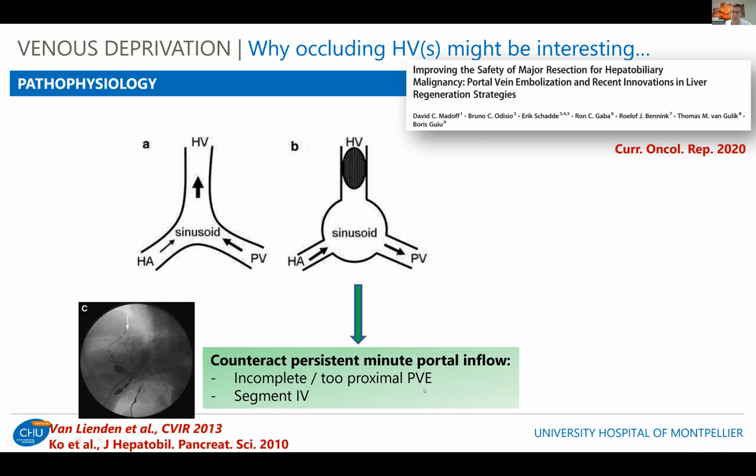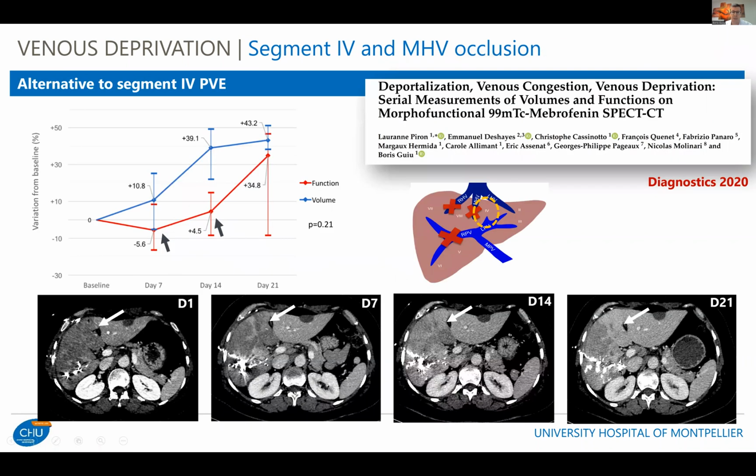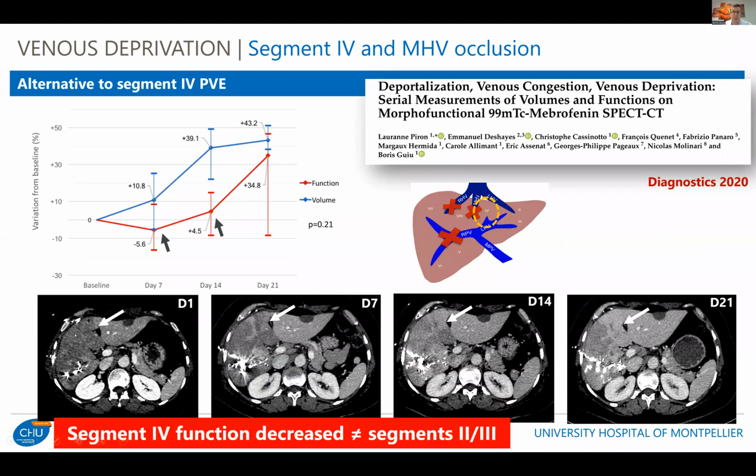But the second point is for segment 4. And maybe it's easier to understand from this typical example here. Here, this patient underwent venous deprivation. So we occluded right portal vessels, right hepatic vein, and middle hepatic vein. And in this case, segment 4 outflow is 100% through the middle hepatic vein, explaining that at day 1 on CT, you can see that it becomes congestive.